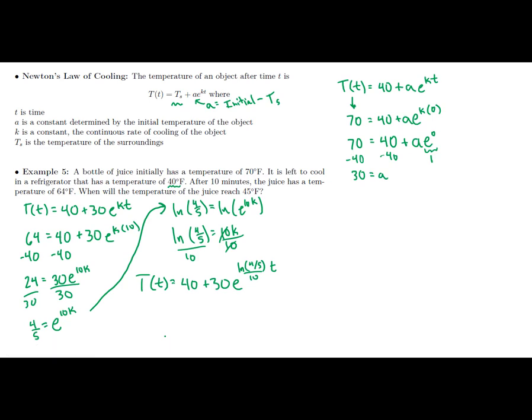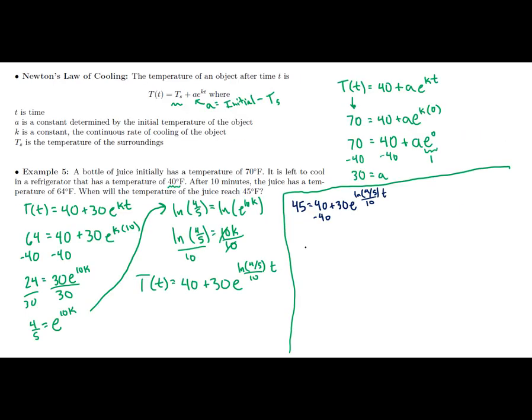All right, so then they're asking me, when will the temperature actually reach 45 degrees? Kind of separate this out here. So now we're finally, after all that, in a position where we can answer their question. So it took quite a bit of work just to figure out exactly what the function looked like. But now I can go ahead and say, all right, 45 is equal to 40 plus 30 e to the natural log of 4/5 over 10 times t.